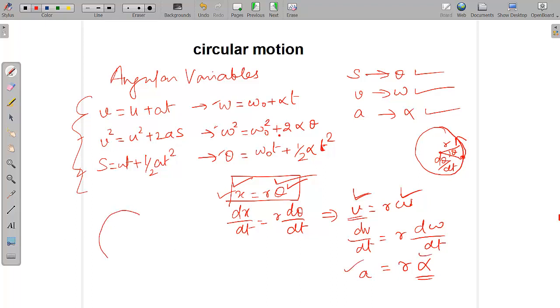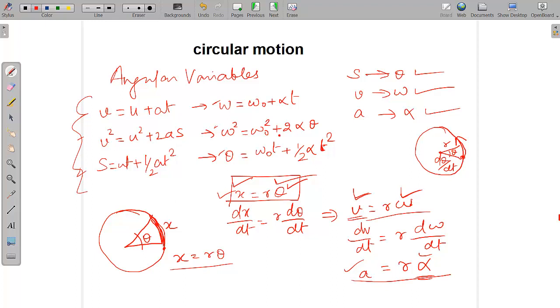So when we say there is a tangential acceleration, we actually mean the length of the arc. The distance traveled on the path of the circle is the arc, right? So this is not a straight line, it is an arc, and if this arc makes an angle theta here, the relation goes like this: x equals r theta, and from this all the other relations come.